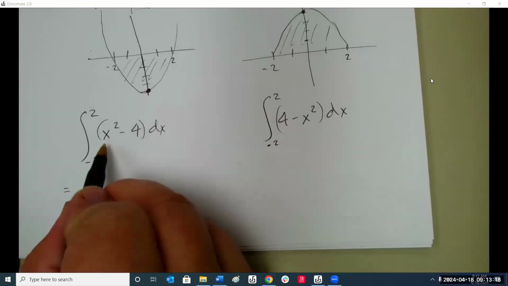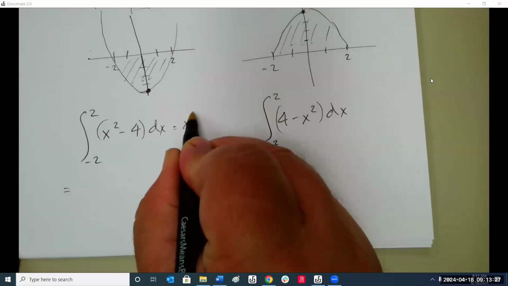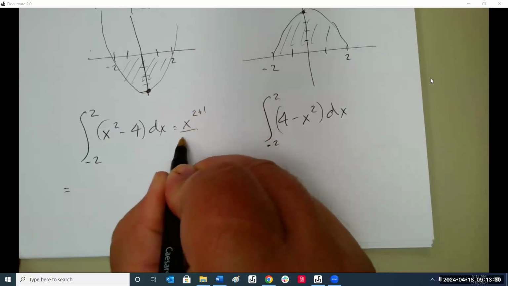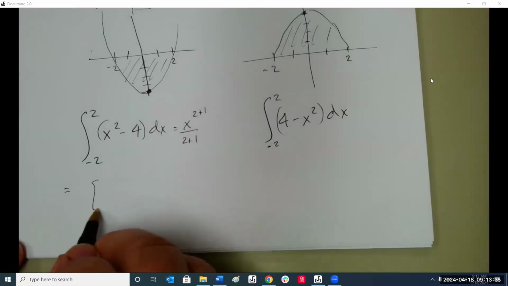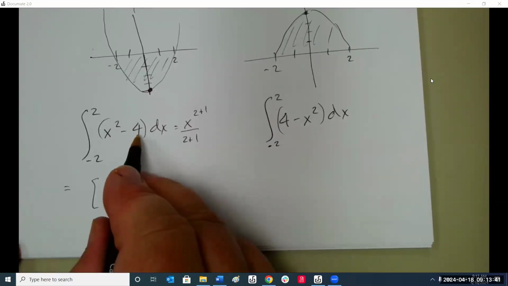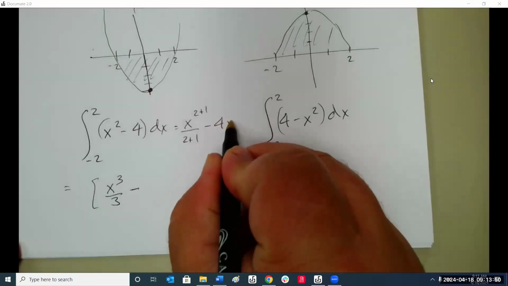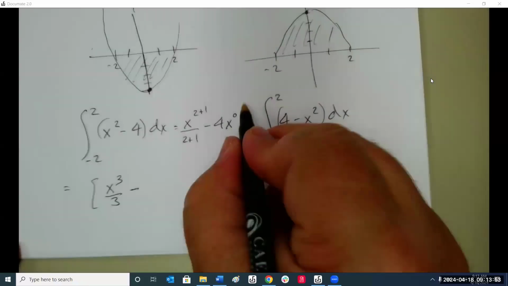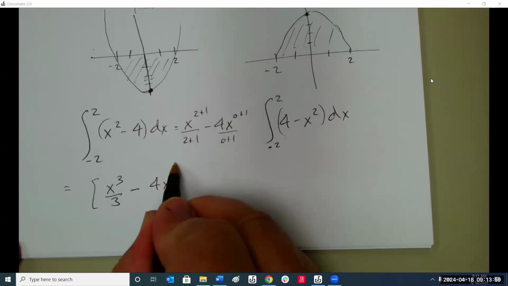So we've got to find, what's the integral of x squared? Remember, add 1 to the exponent, and whatever you do there, put it on the bottom. So this one's going to be x cubed over 3 minus, what's the integral of 4? Remember, this is 4, there is no x, so it's x to the 0. So we add 1. So we have 4x.